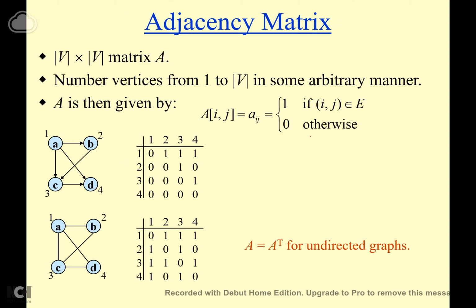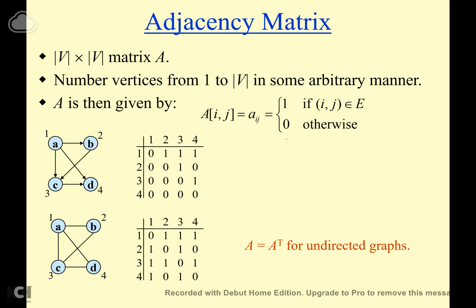And let's see the adjacency matrix. If you are given the graph and we represent it in an adjacency matrix, we have a V times V matrix A, numbering the vertices from 1 to V in some arbitrary manner. A is then given by a_ij equal to 1 or 0. If ij belongs to E, then a_ij is 1.